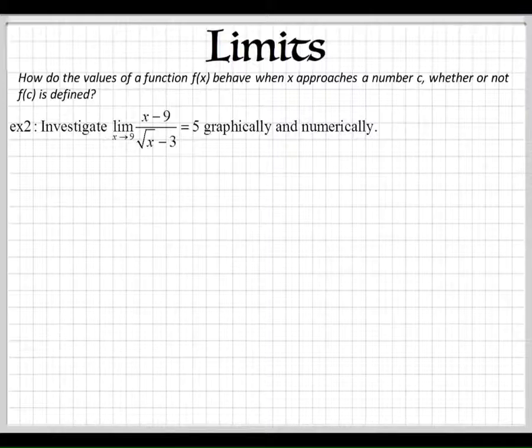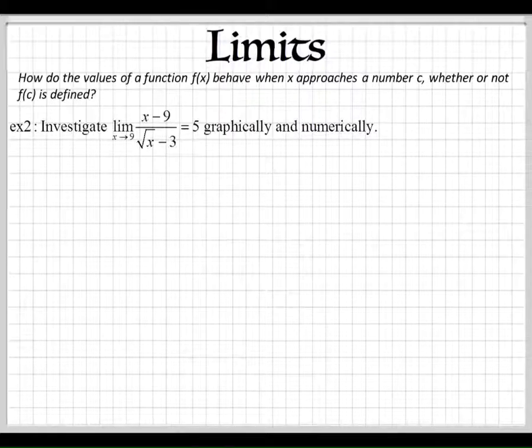But if you have a graphing calculator, this makes your life a lot easier because you don't have to keep calculating things over and over and over. So this says investigate this limit. We know it equals 5, but actually I don't think it does. Let's check it out graphically and numerically. Let's look at it graphically first, and then I'll show you numerically.